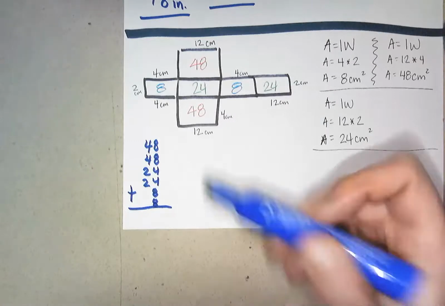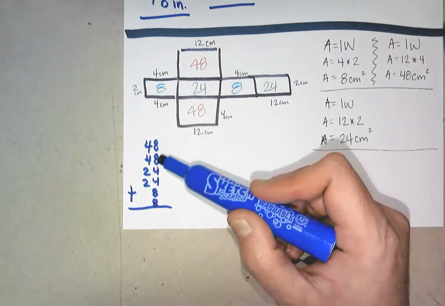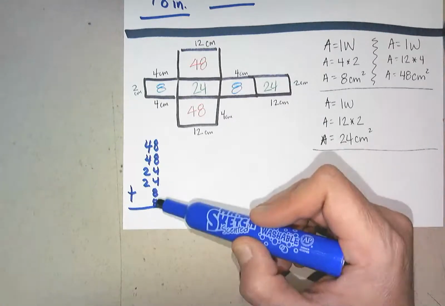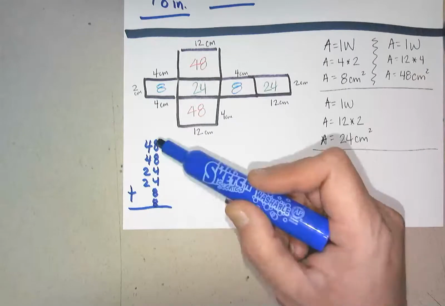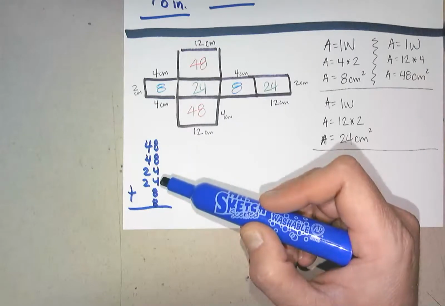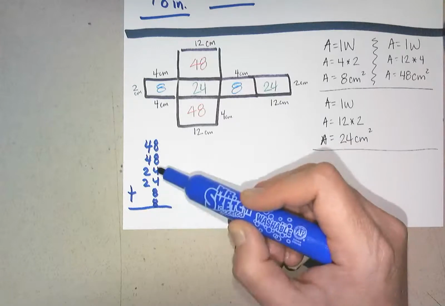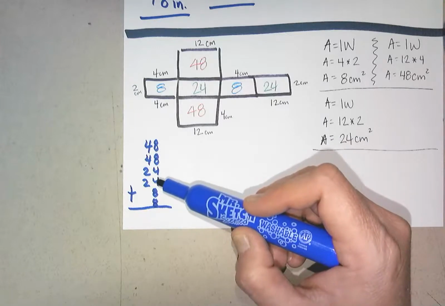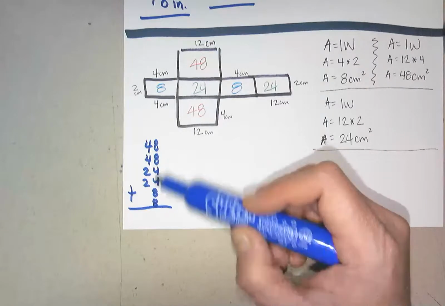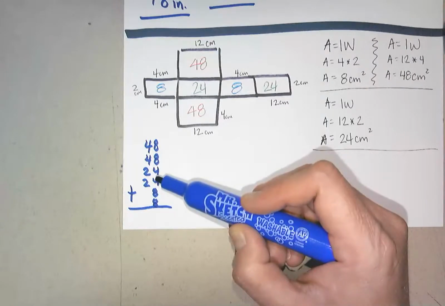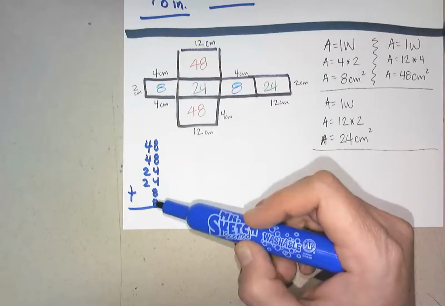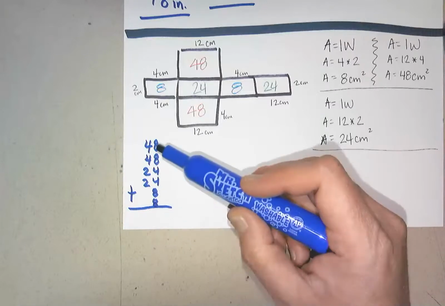Okay, so let's just count. 8 plus 8. Ooh, I see 8. 1, 2, 3, 4 times here. So 8 times 4 is 32, right? So 32. Oh, 4 is an 8 too. So 1, 2, 3, 4, 5. So I'm thinking that's going to equal 40, but I better double check.